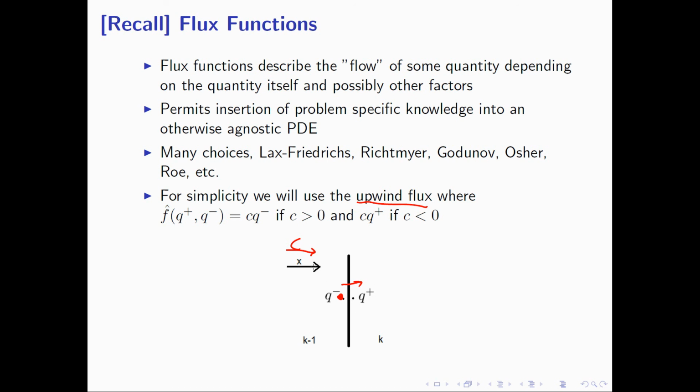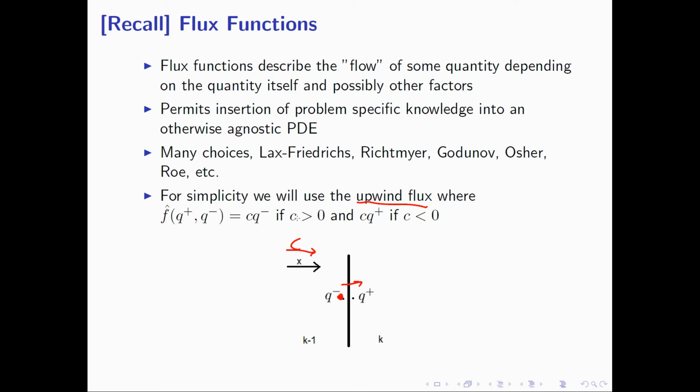And likewise, we could imagine if our flow is in the opposite direction, then our conserved quantity on the other side would flow in. So we express this as f hat in place of f for our numerical flux, and it's some function of the conserved quantity on either side of the element boundary. So where q plus indicates the limit as q approaches the element boundary from the positive side, and q minus where the limit as it approaches from the minus element side.